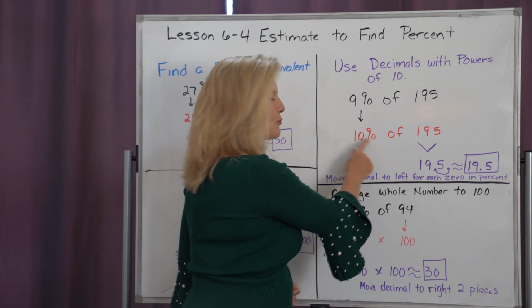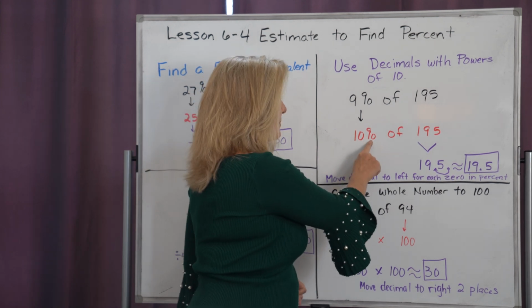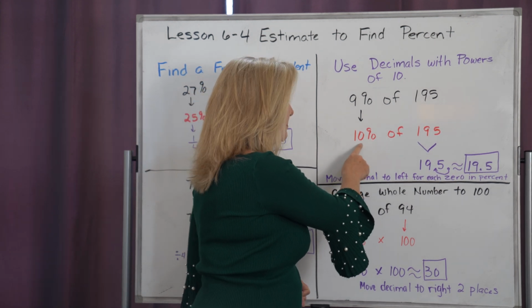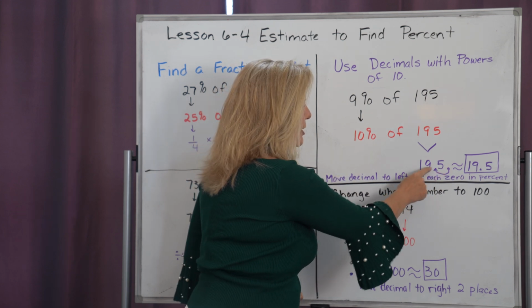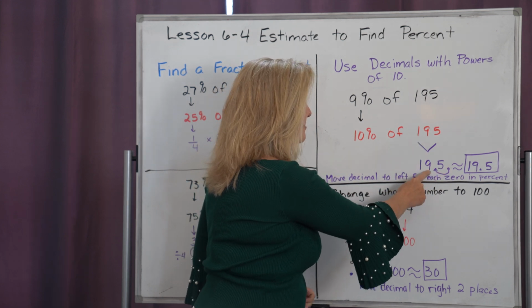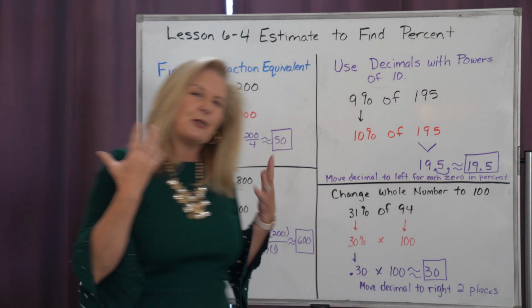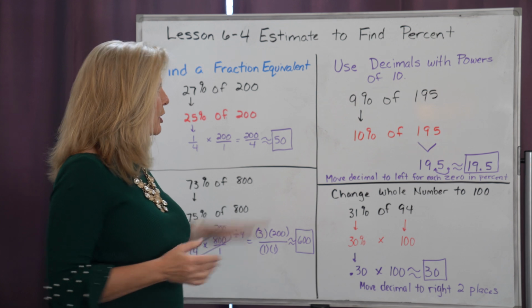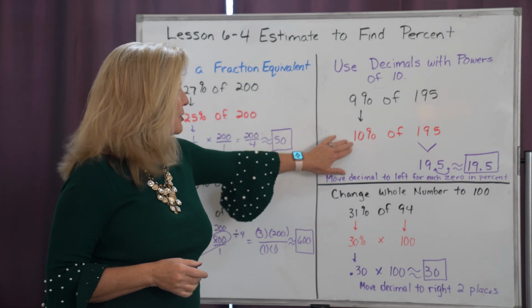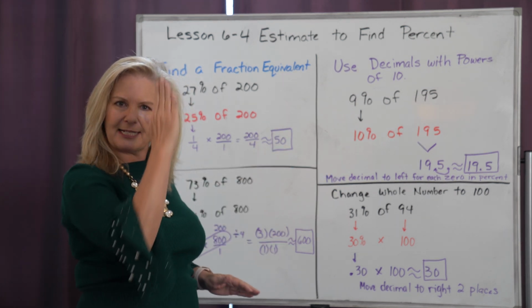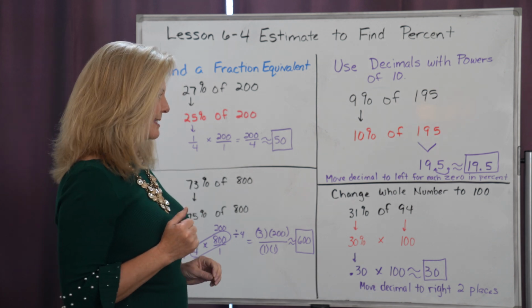So remember, you're going to drop that percent, you're going to replace it by a decimal, and you're going to be moving it over. So 195 times 10% is 19.5. And so that would be a really good estimate. So I love when I can change a percent to a 10%, because then I just need to move that decimal point one place to the left.